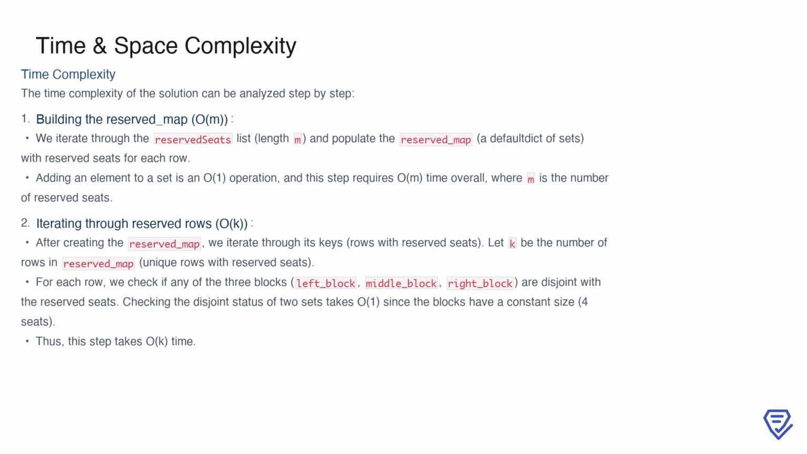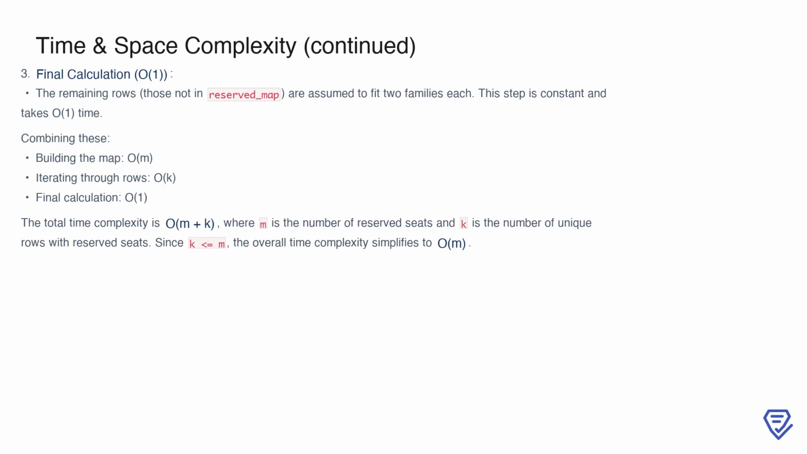this iteration is O(k). The final step involves calculating how many families can fit in rows that are not in the reserved_map. Since these rows have no reserved seats, we can assume 2 families can fit in each row. This calculation is a constant time operation, requiring O(1) time. Combining all the steps, we have O(m) for building the map, O(k) for iterating through the reserved rows, and O(1) for the final calculation. Thus, the total time complexity is O(m) plus k.